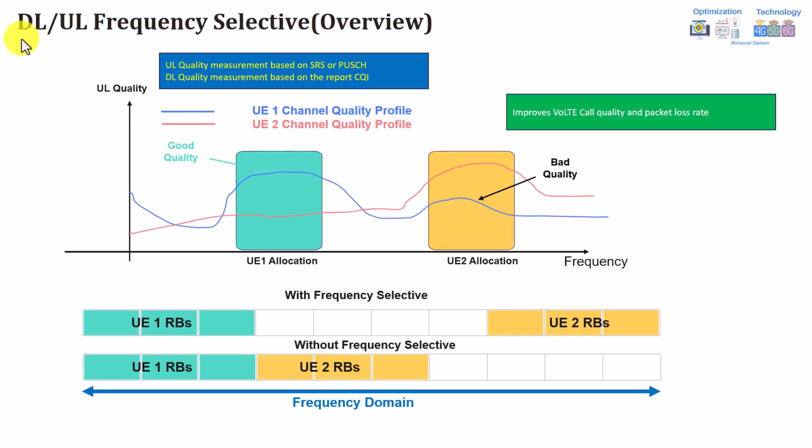And if you are speaking about downlink frequency selective, this is usually based on the reported channel quality indicator, which is CQI, which is usually reported from the UE to the NOD, and the NOD based on the CQI can start doing this same concept, where it starts allocating the good resource blocks for these particular users instead of allocating in a particular way as mentioned before here without frequency selective.